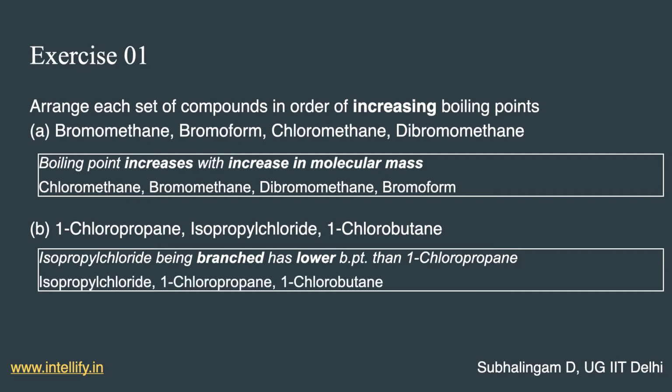So we have the answer. Isopropyl chloride has the lowest boiling point, followed by 1-chloropropane, and 1-chlorobutane has the highest among them because of higher molecular mass than 1-chloropropane. I hope it is clear. If it's not, I advise you to go back to the video and go through the boiling points trend again.